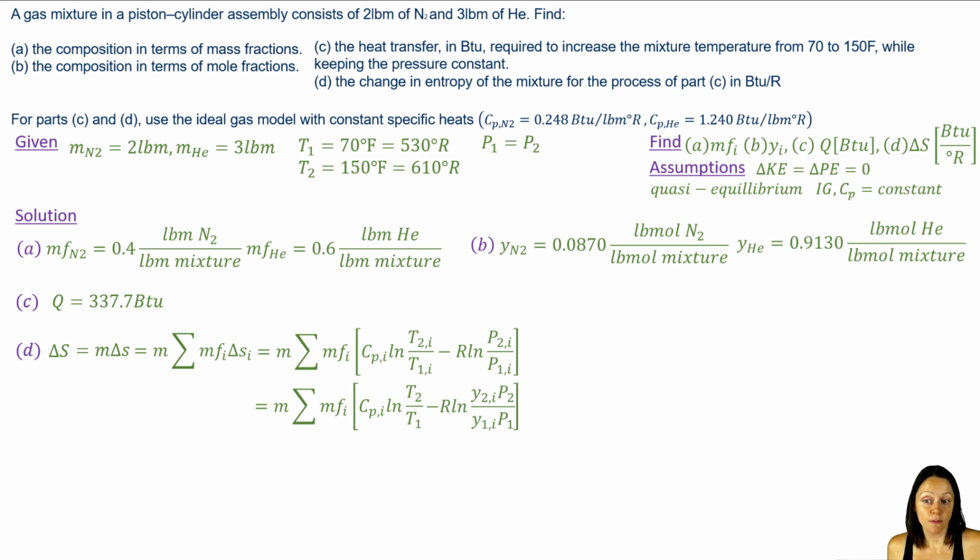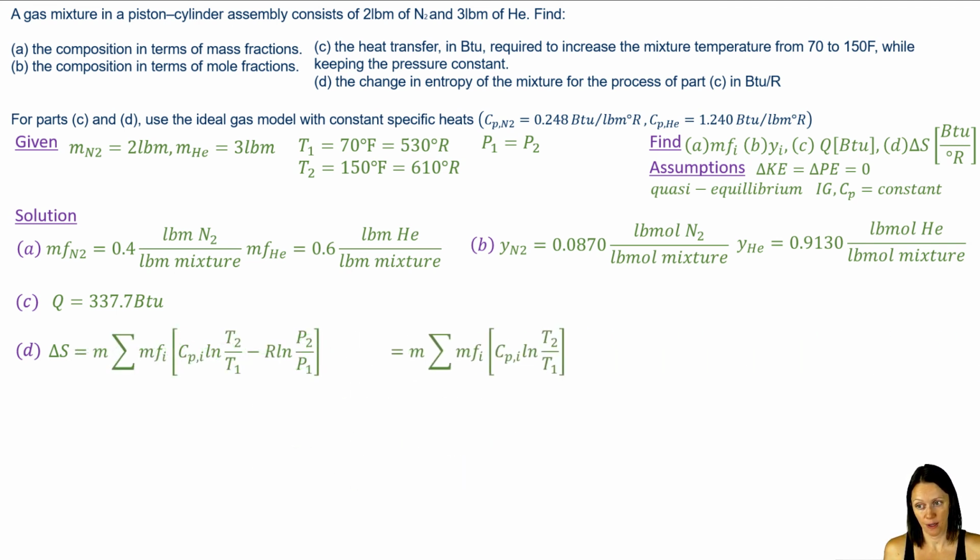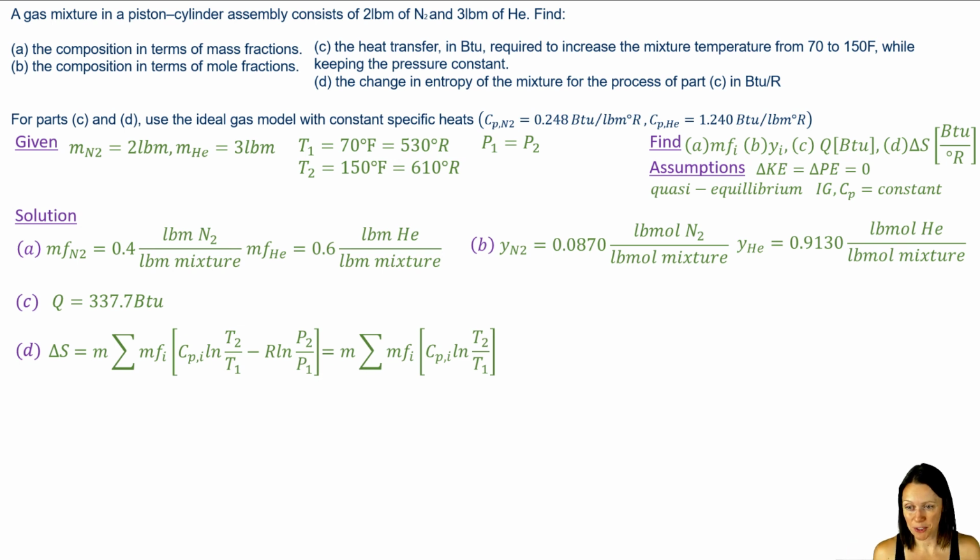Furthermore, I know from the givens that P2 and P1 for the mixture are exactly the same. So that last term right there is going to be R natural log of 1, which is just going to go away. So there we go. There's my equation. I've got everything except I've dropped that R natural log of P2 over P1 because it has gone away.